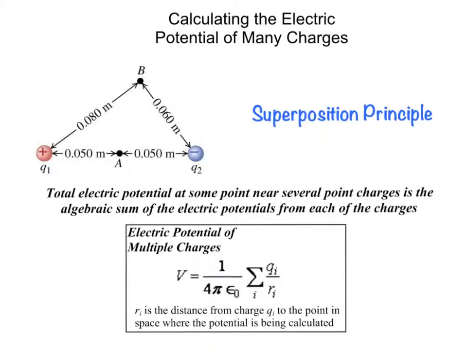So, since the total electric potential at some point near several point charges is just the algebraic sum of the electric potentials from each of the charges, we use an equation in this form here, where the electric potential is equal to k, our Coulomb's constant, times the individual sums of the charge over the distance away from the specific point that we're looking for. This is the form of this equation that you have on your equation sheet. So let's take a look at an example of how to use it.